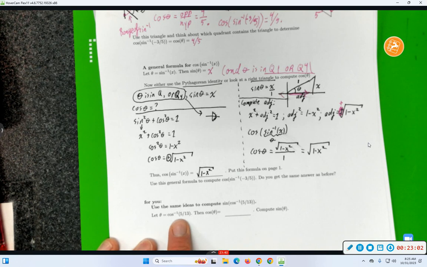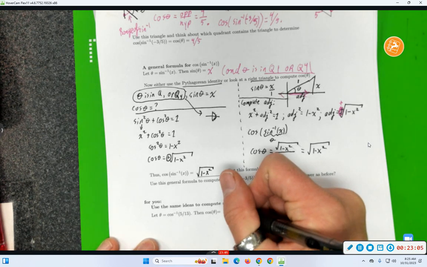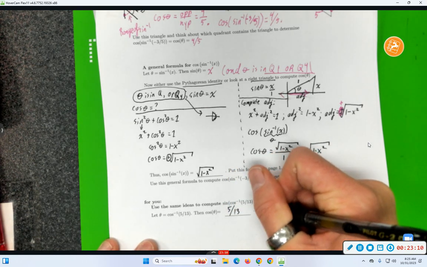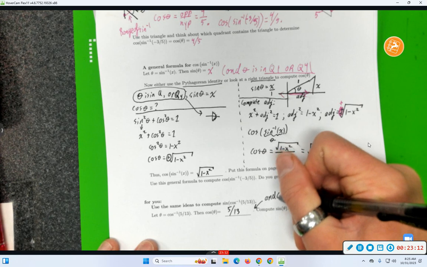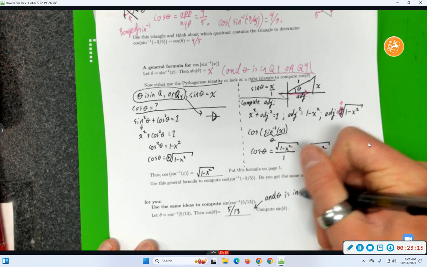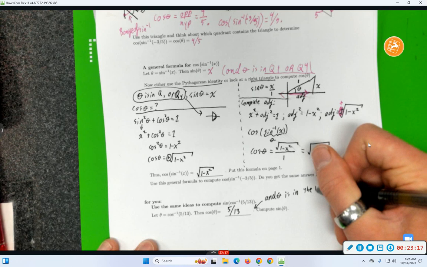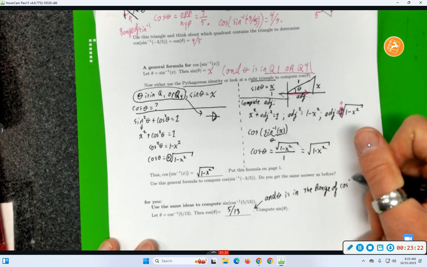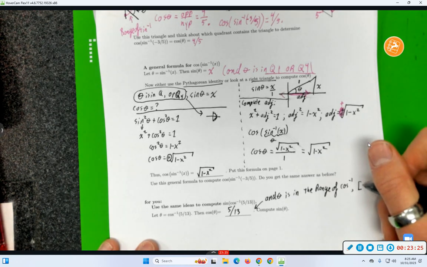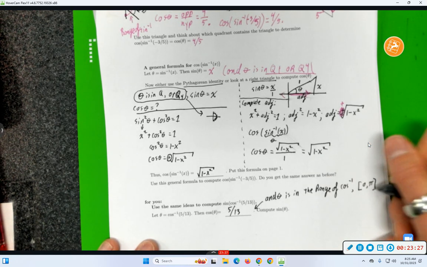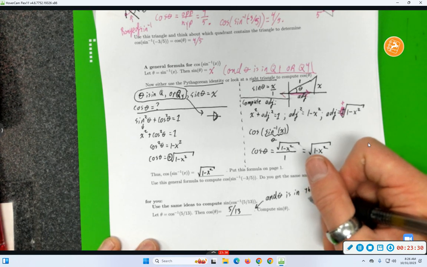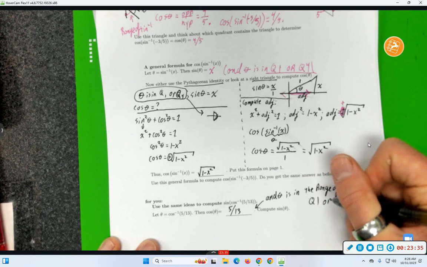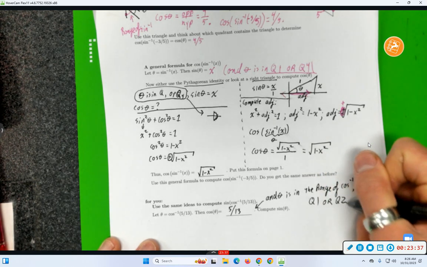So this angle theta is inverse cosine of 5/14. That means cosine of theta is 5/14. And let's add something else. And theta is in the range of cosine inverse, which is 0 to pi, or if you want to say it in yet another way, quadrant 1 or quadrant 2.